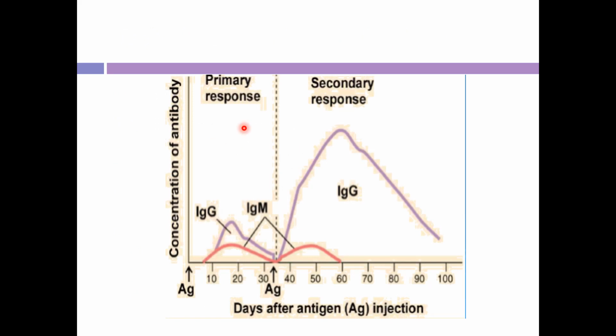This graph shows the primary response and secondary response. The immunoglobulin G is mainly produced in the secondary response in our body, whereas immunoglobulin M is mainly increased in the primary response.